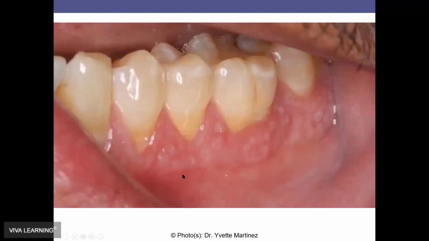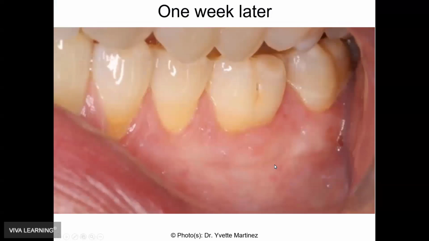I was asked how common is herpetic whitlow, and that used to be very common in the time before dentists wore gloves. Dentists were the #1 profession with herpetic whitlow, that's herpes of the finger, but we don't really see that anymore. So here is recurrent herpetic lesions, and then 1 week later, they're totally clear.